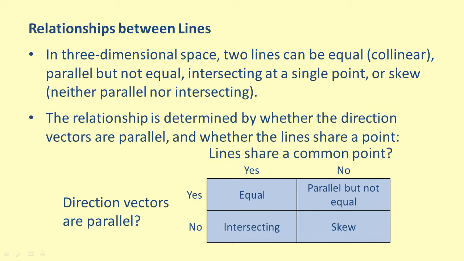If the lines share a common point, they are equal if they have parallel direction vectors, and intersecting if they do not. If the lines do not share a common point, they are parallel but not equal if they have parallel direction vectors, and skew if they do not.